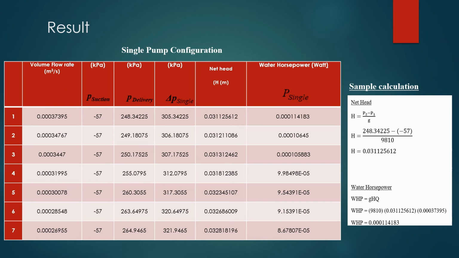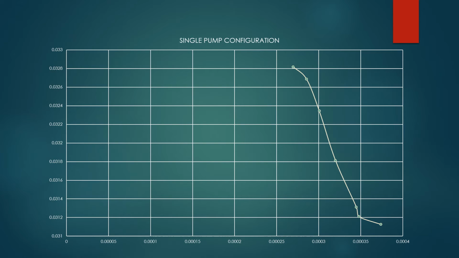Thank you. This is the result for our experiment. The table shows the single pump configuration, and we use the pressure to calculate the head, which the formula is H equals P2 minus P1 over G, and we use the volume flow rate to calculate the water power, which is water power equals G times head that we already calculated times volume flow rate. And this is the graph for single pump configuration.